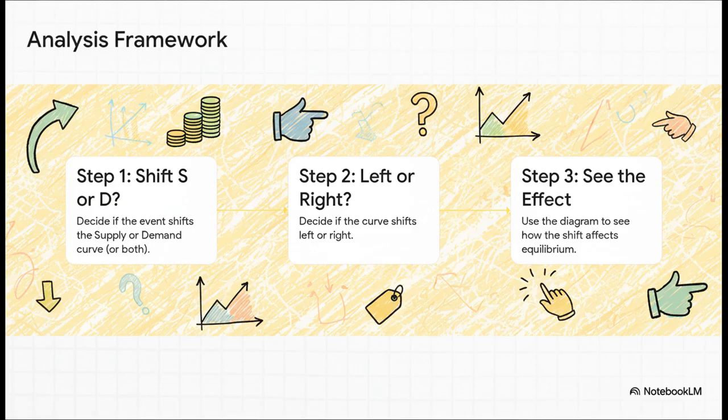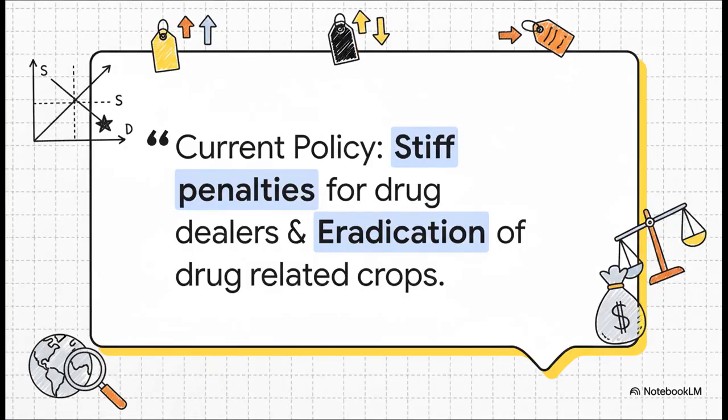Step 2, does it cause them to buy or sell more or less? Does the curve shift right or left? And finally, step 3, just look at the diagram and see what happens to the price and quantity. Let's apply that framework to something really complex and controversial: the war on drugs.